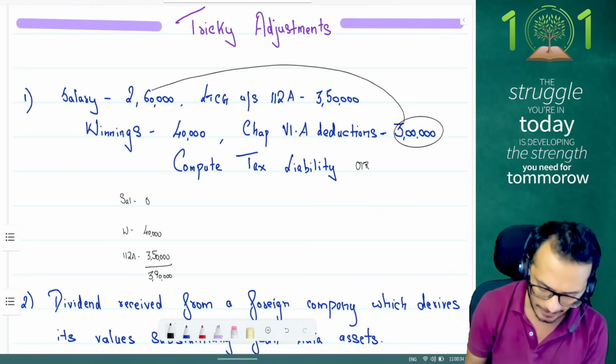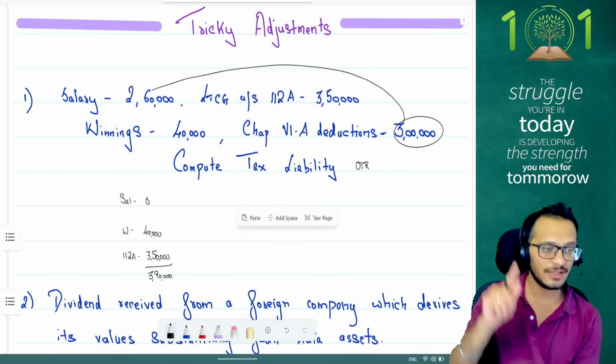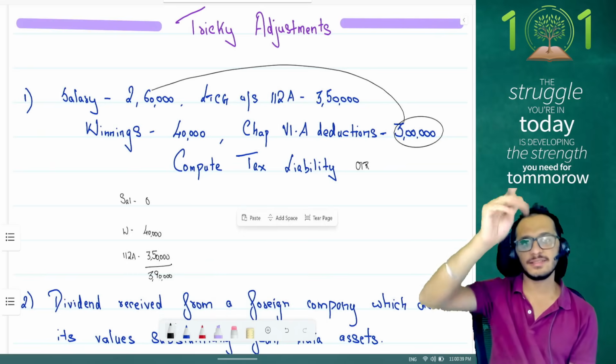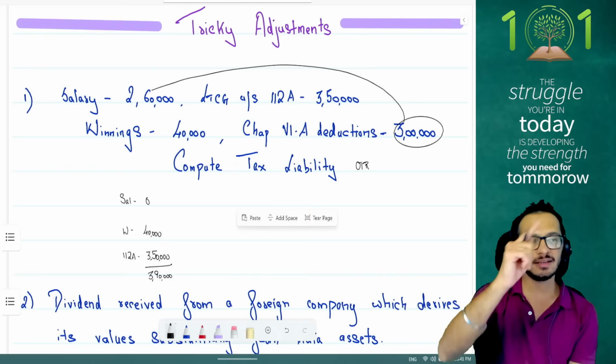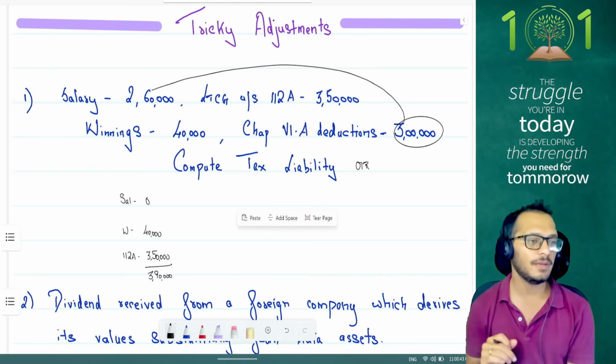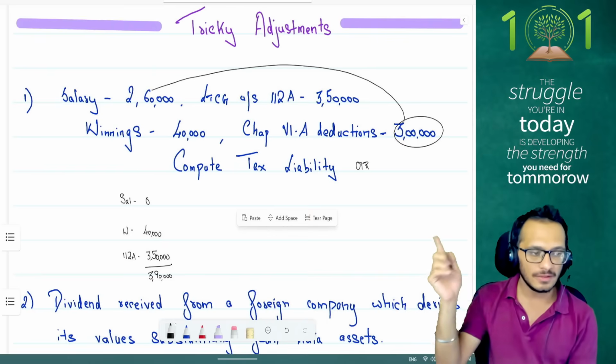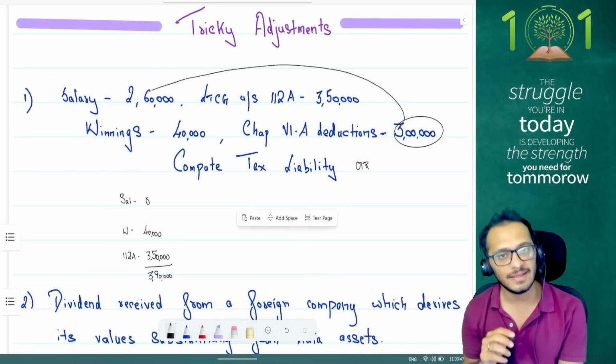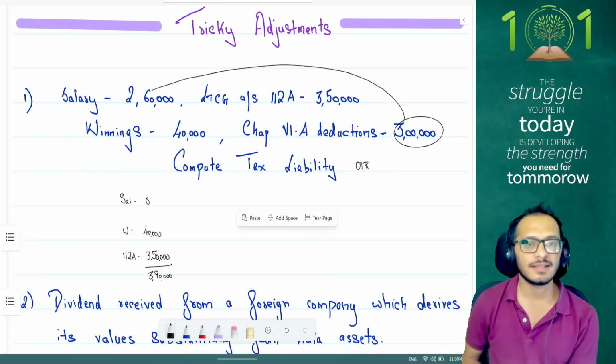Are we clear till here? So what are we doing, people? First thing, when it comes to Chapter 6A, Chapter 6A can only be adjusted against slab rate incomes. So I adjusted it against the salary. Balance, I will not be able to adjust off, so that gets wasted off. So which means now my total income becomes 3,90,000, on which I have to now compute tax.